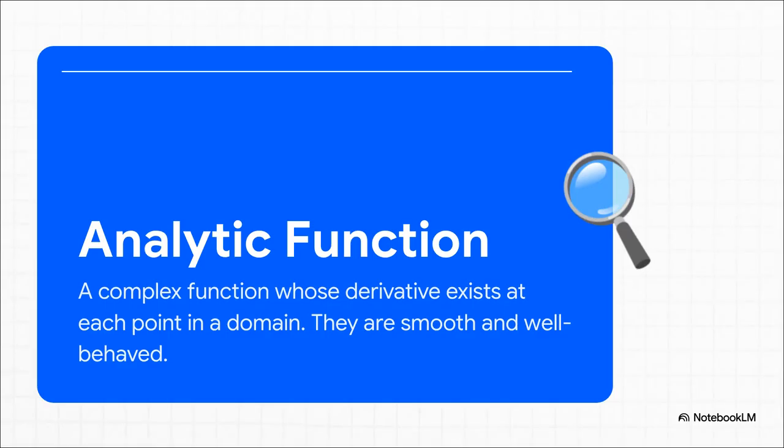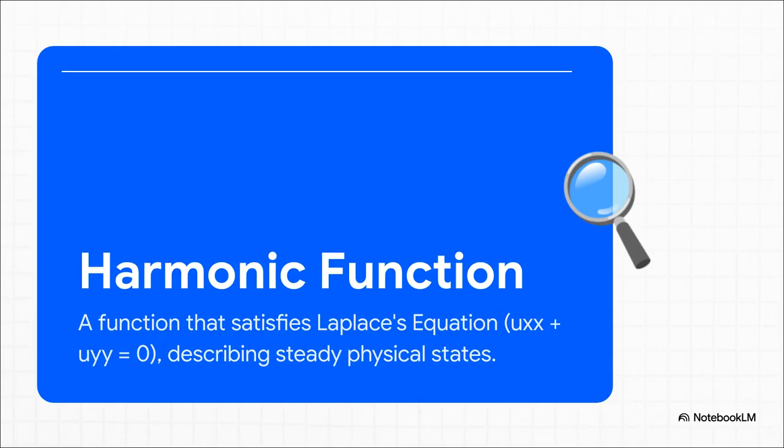To really see this connection, we need to meet what are called analytic functions. You can think of these as the VIPs of the complex world. They're incredibly smooth. They transform the plane without any sudden tearing or folding or sharp corners. They're just really well behaved. And our second key idea comes from physics: harmonic functions. Basically, these describe things that are in a state of balance or equilibrium, like how heat spreads evenly across a metal plate, or how voltage stabilizes in an electric field. It's the math of things that have settled down.